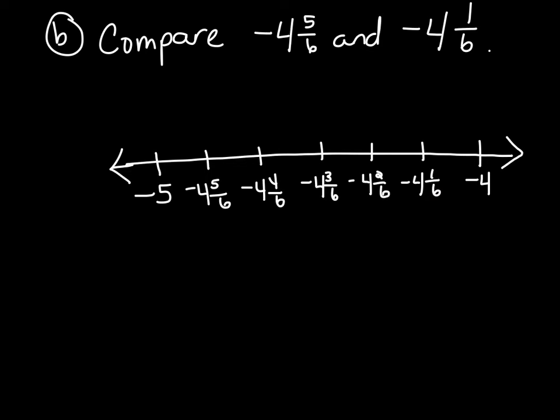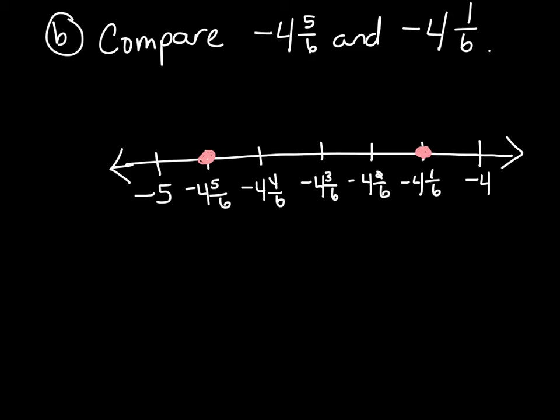So negative 4 and 1/6, 2/6, 3/6, 4/6, 5/6, and then of course 6/6 would be your next whole number, so negative 5 here. I'm not going to worry about putting things into simplest form, like 2/6, 3/6, or 4/6, which could be reduced, because both of these are already in the same denominator. I can compare them just the way they are. So negative 4 and 1/6 is here, and negative 4 and 5/6 is here.